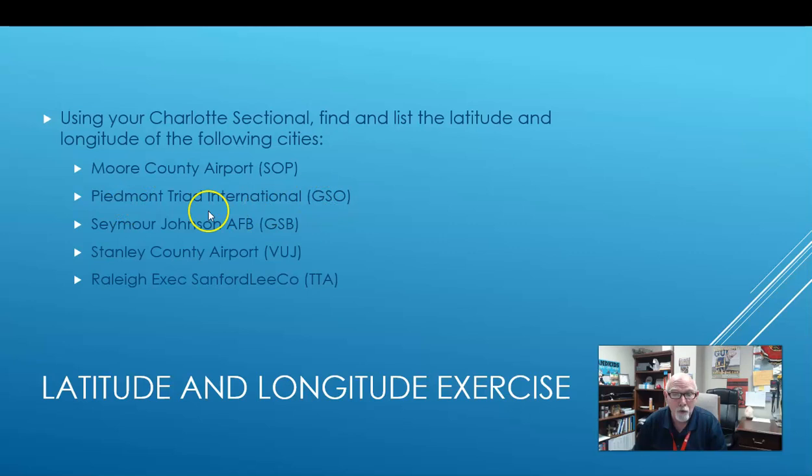Piedmont Triad in Greensboro, Seymour Johnson in Goldsboro, Stanley County, which is just west of here, and then Raleigh Exec, which is in Sanford. Find the latitude and longitude. You can pause the video and go ahead and write down these latitude and longitudes from your chart. Go ahead and plot those.